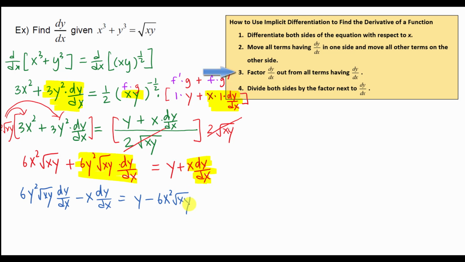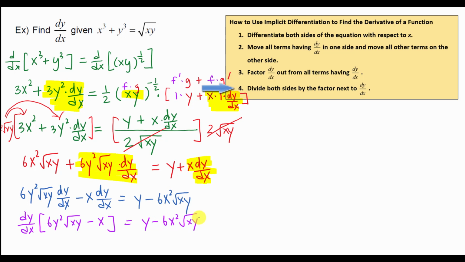I'm going to factor dy dx out from all terms having dy dx. There's only 2 on the left. So factor out dy dx. It will give me dy dx times the bracket 6y squared radical xy minus x equals y minus 6x squared radical xy.